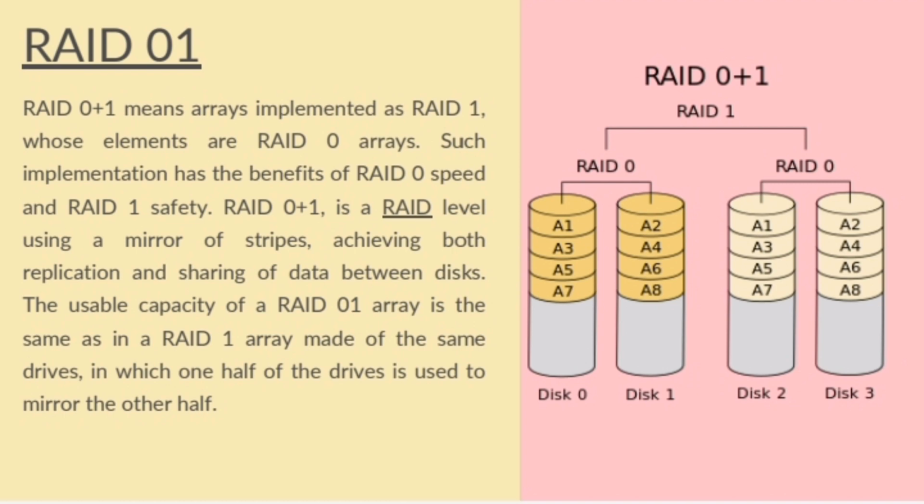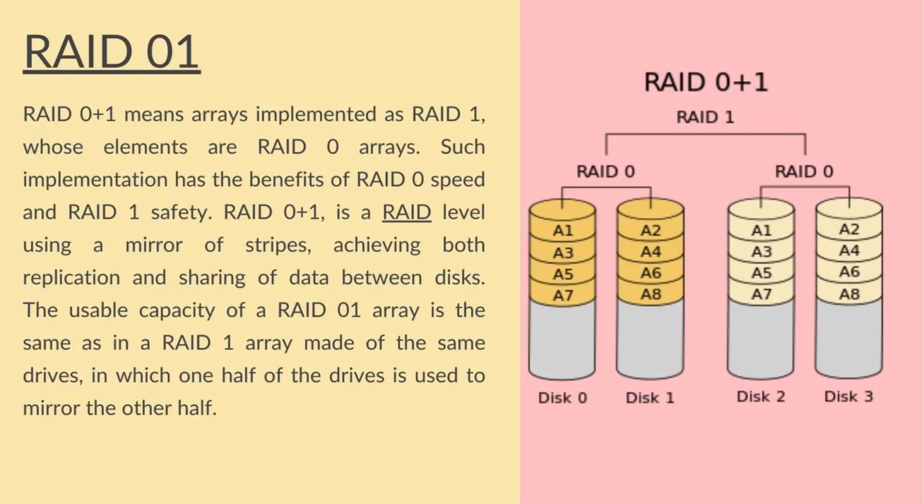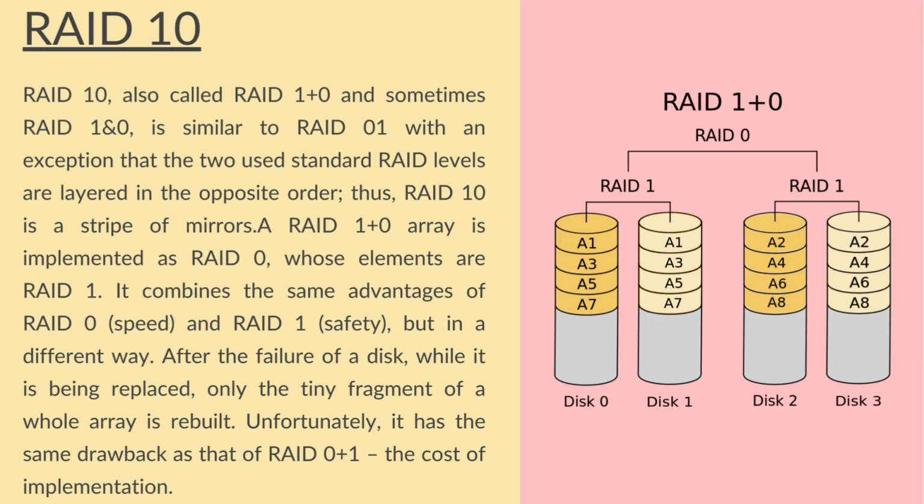Let us discuss RAID 01, which is also called RAID 0 plus 1, which means arrays implemented as RAID 1 whose elements are RAID 0 arrays. Such implementations have the benefits of RAID 0 speed and RAID 1 safety. RAID 0 plus 1 is a RAID level using a mirror of stripes, achieving both replication and sharing of data between disks. The usable capacity of a RAID 01 array is the same as a RAID 1 array made of the same drives, in which one half of the disks is used to mirror the other half.